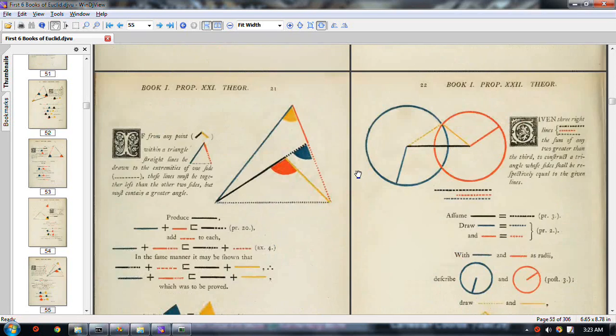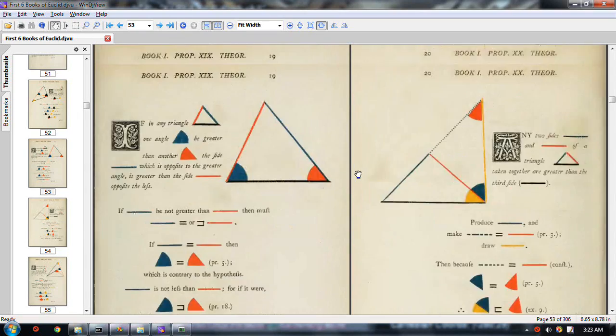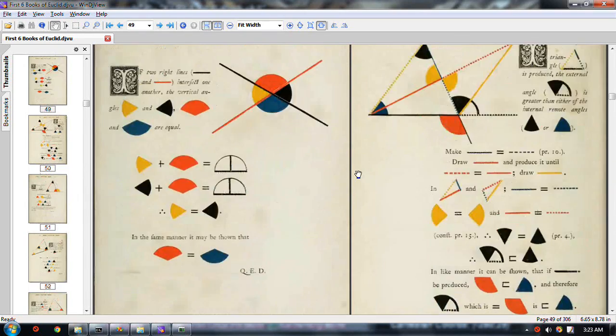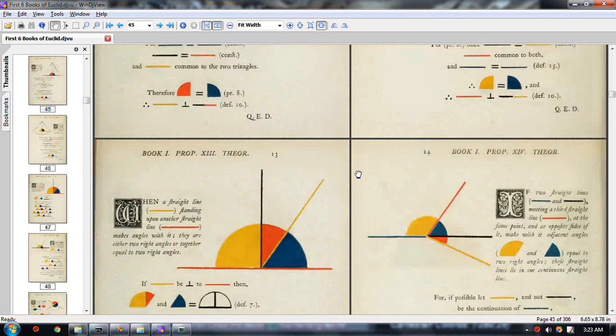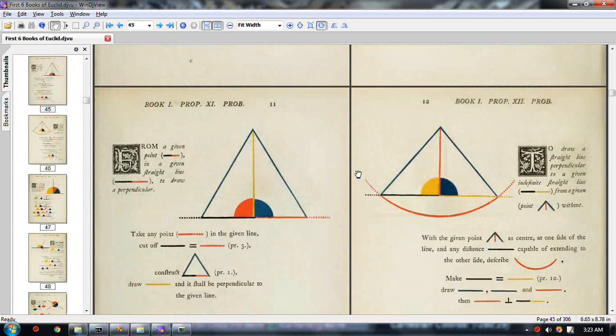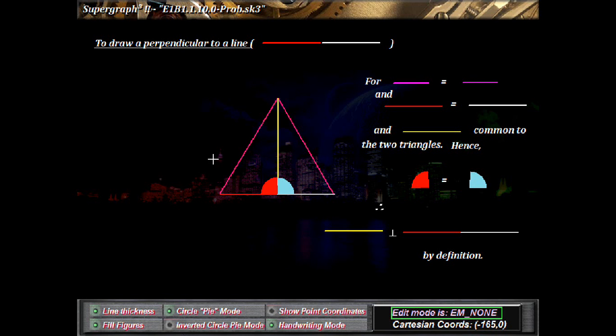I would like to show you, what was it I wanted to show you? Well, I need to show you quickly one thing.